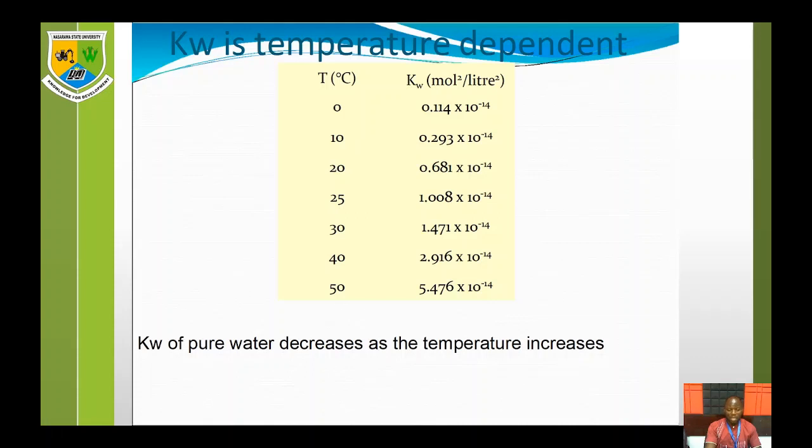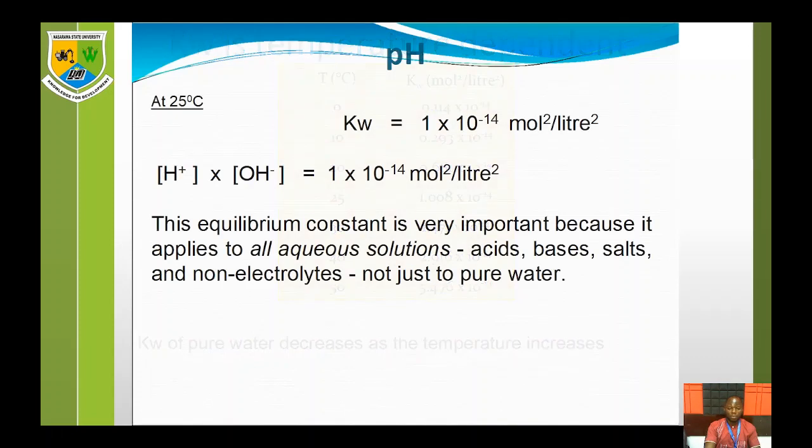So what that means is that at different temperatures, you have different equilibrium constants of water. So the Kw, which is the equilibrium constant of pure water, increases as the temperature increases. So at 25 degrees centigrade, the Kw equals 1 times 10 raised to power minus 14 moles squared per liter squared.